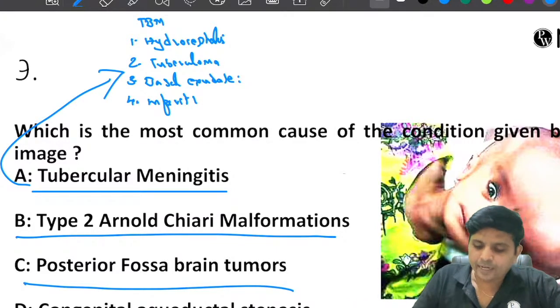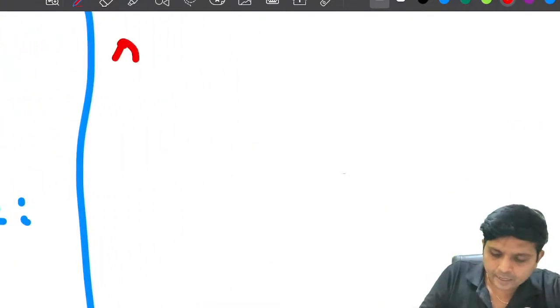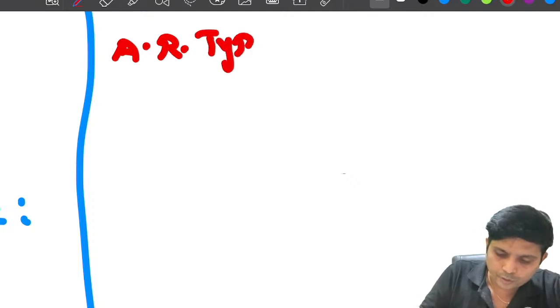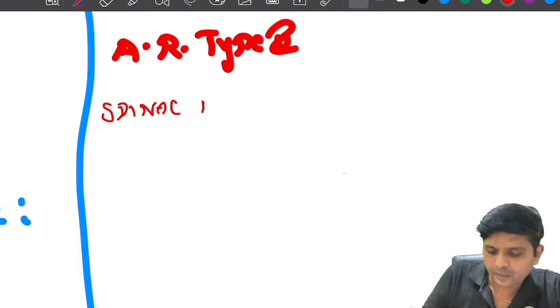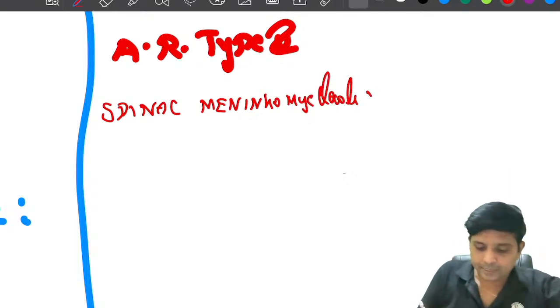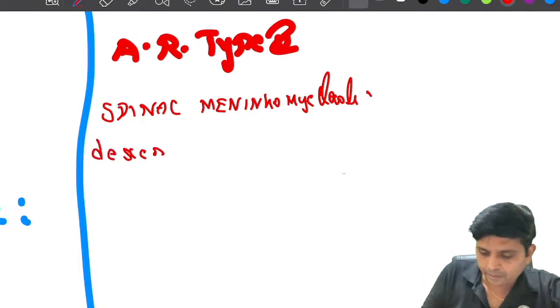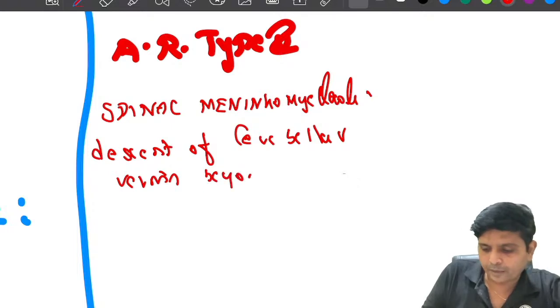What happens in type 2 Arnold-Chiari malformation? It is characterized by spinal meningomyelocele. There is complete descent of cerebellar vermis beyond foramen magnum.